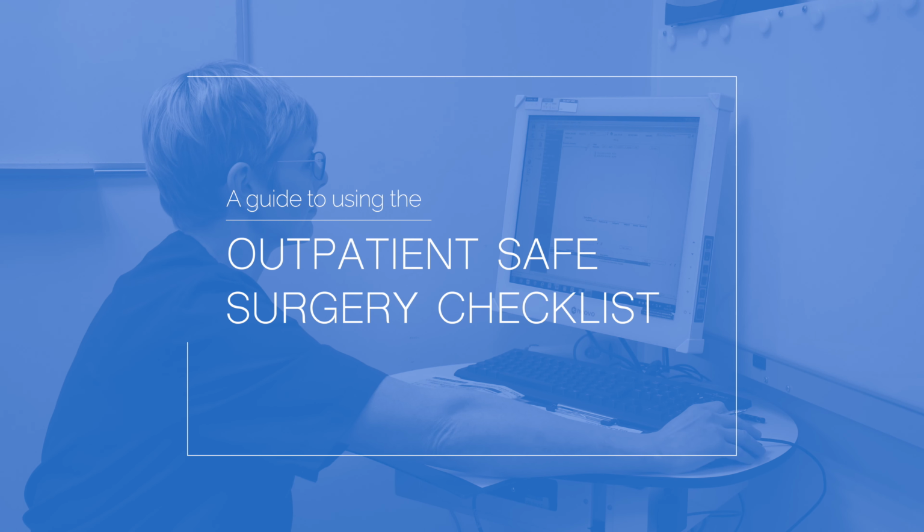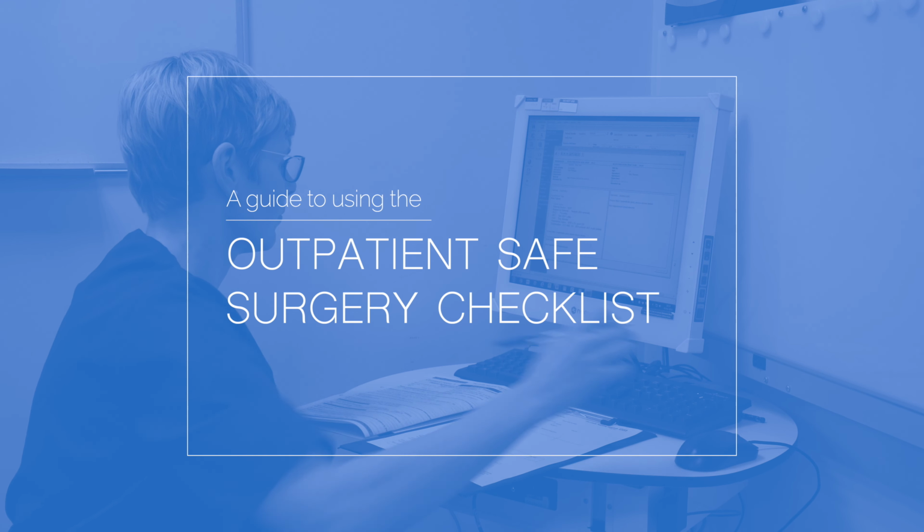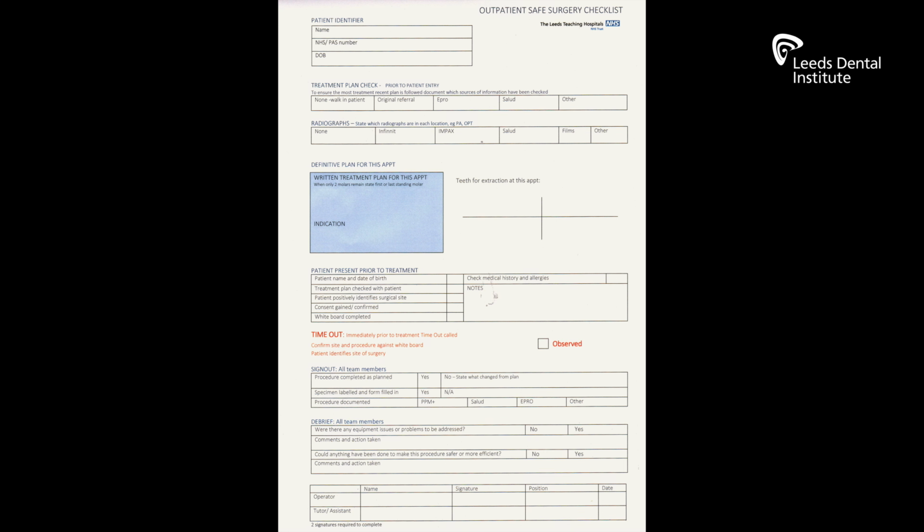This is a video demonstrating the use of the Safe Surgery Checklist. We are always keen to provide the safest care for our patients, and the Leeds Dental Institute Safe Surgery Checklist can help us with that goal. This is what the list looks like. It is available from the oral surgery department. The checklist should be used whenever any dental surgery is performed, including dental extractions. It is designed to help us to ensure that we safely perform the correct procedure for each patient.